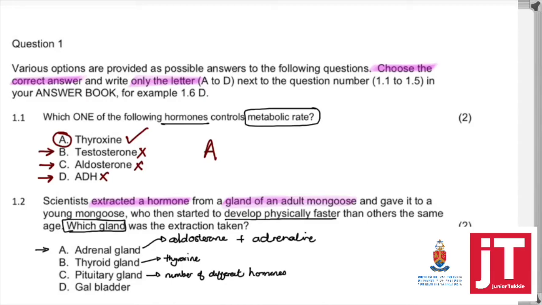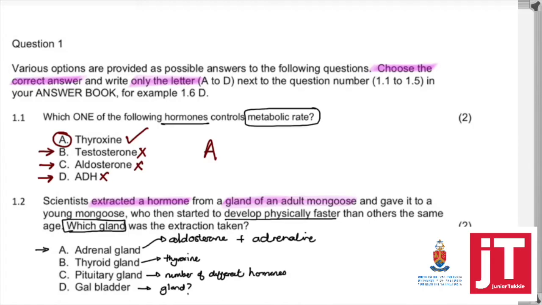Pituitary gland, there are a number of hormones that are involved in the pituitary gland, mostly related to female reproduction, but also a definite possibility in what we may choose, but we can't be sure of the hormone that's been extracted from this gland. So we need to keep that in mind as well. And when we look at the gallbladder, is this really a gland, or is this just an organ that is used to store bile? All right, so we've got some context to our options.